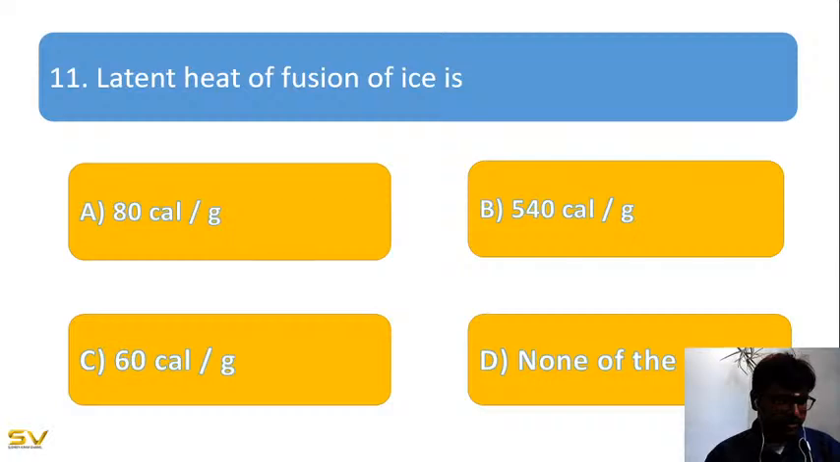It's latent heat of fusion of ice. Option A, 80 calories per gram. Option B, 540 calories per gram. Option C, 60 calories per gram. Option D, none of the above. So which is your answer? I'm waiting for your answers.